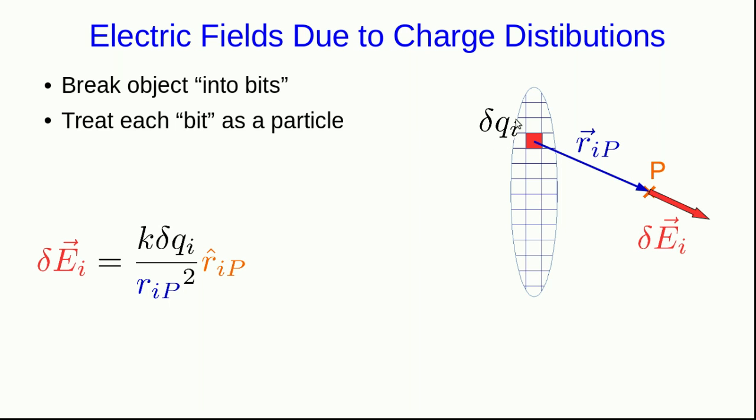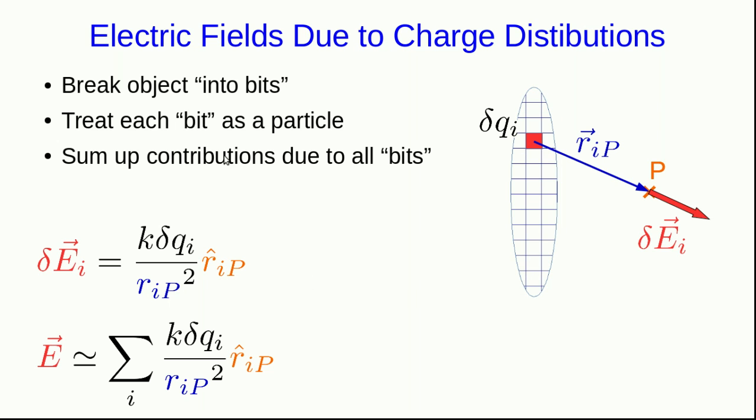And I'll just note that this i is an index, where we're saying this is the ith bit. We can imagine numbering all the bits, 1, 2, 3, 4, 5, 6, and so on, although most often we only do this conceptually. We don't actually go through the process of assigning a number to each bit. We then think of summing up all the contributions due to all of the bits, and that would be our total field at the point that we're interested in, where we note that that is a vector sum.